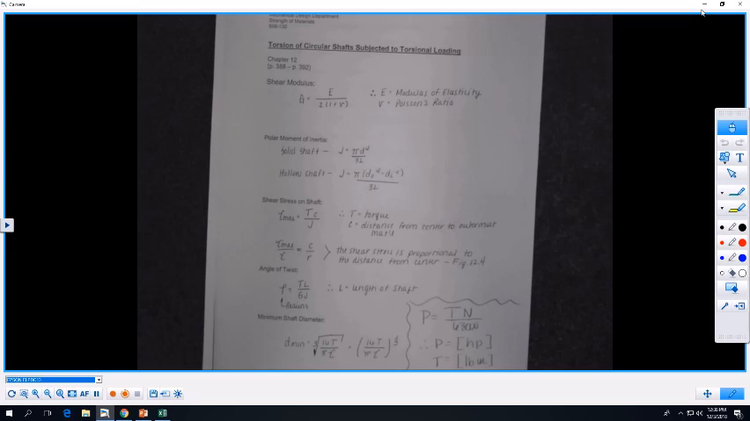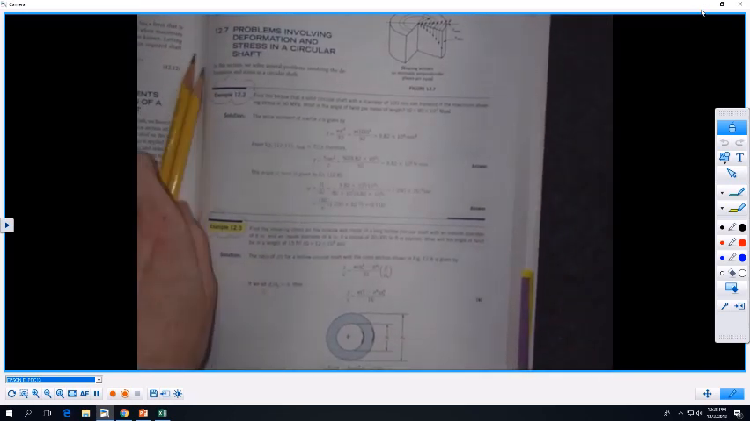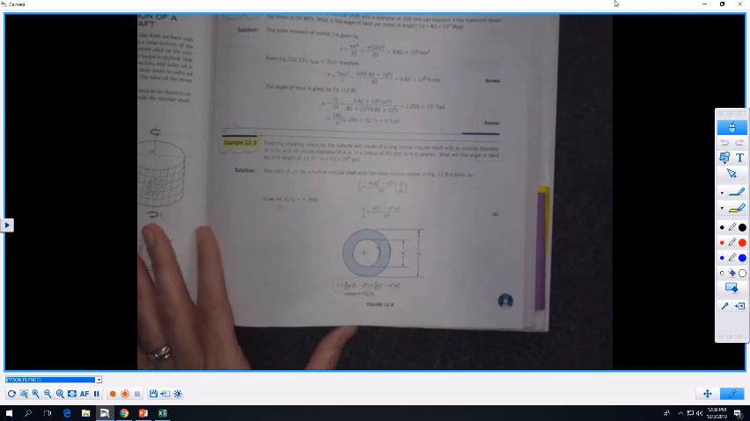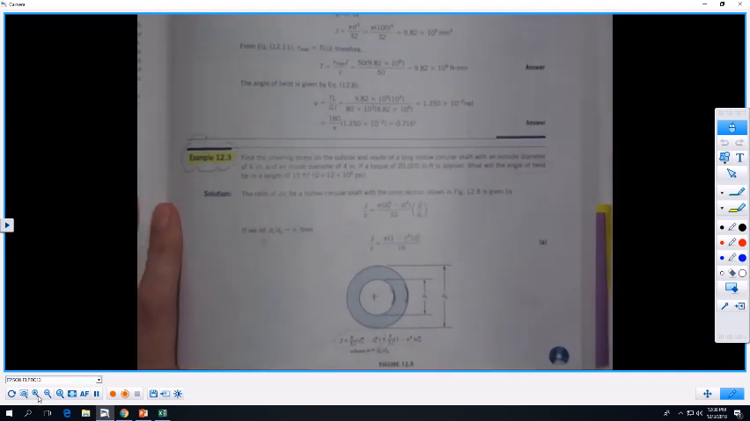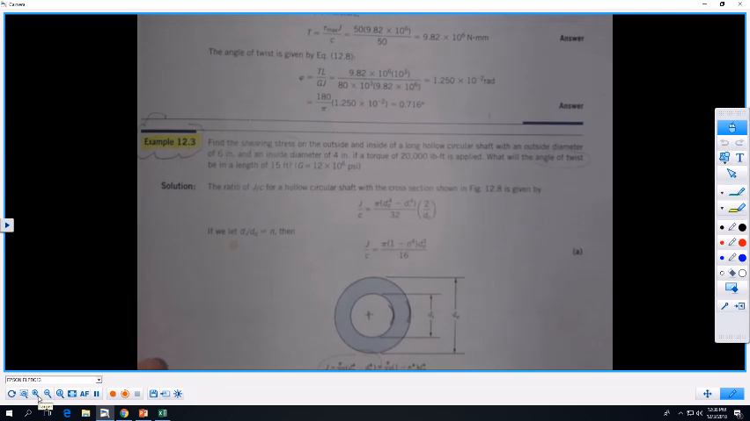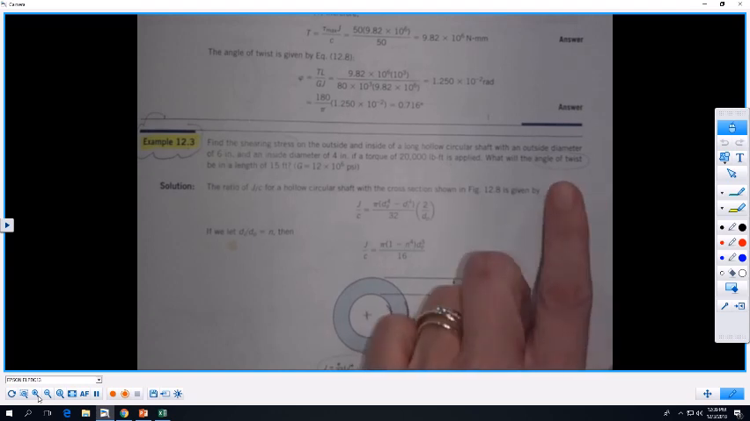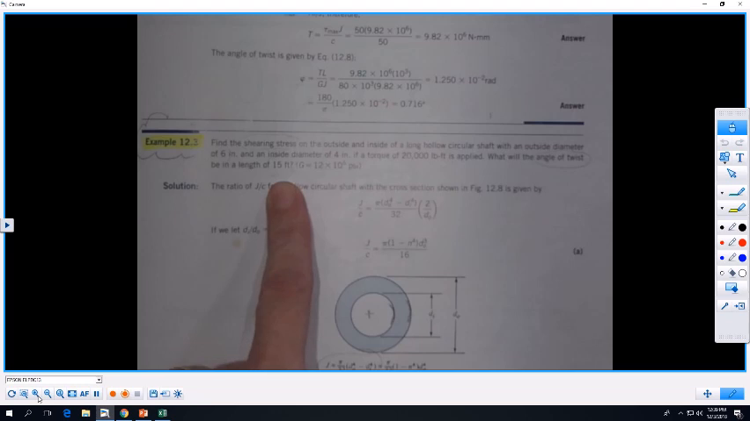Now, what I'm going to do is start by opening up to page 271 and looking at example 12.3 as a problem, to see how we're going to approach this as we determine how we're going to set up our spreadsheet to solve it, okay? So example 12.3 says we want to find the shearing stress on the outside and the inside of a hollow circular shaft with an outside diameter of 6 inches and an inside diameter of 4 inches. And they're telling us that the torque is 20,000 pound-feet. What is the angle of twist when the length is 15 feet?